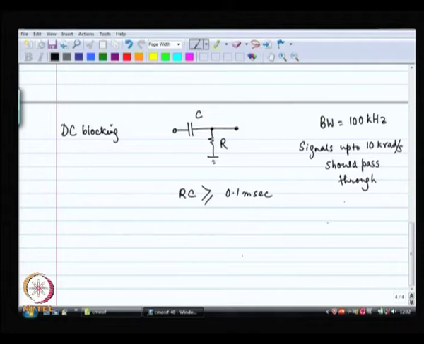So, RC time constant has to be more than 0.1 millisecond for this to work successfully, for this to not block out signals beyond 10 kiloradians per second. 10 kiloradians per second is something like 1.5 kilohertz. Okay. So, RC time constant has to be more than 0.1 millisecond. Now, typical values of the capacitor are what? What is a capacitor that you can build easily on a chip, on an IC?